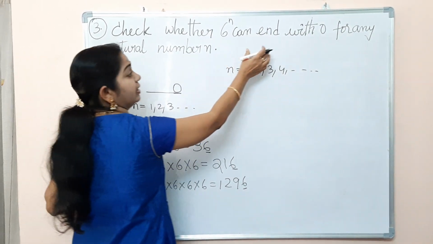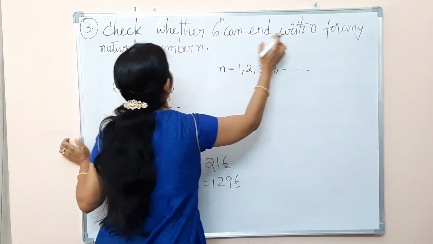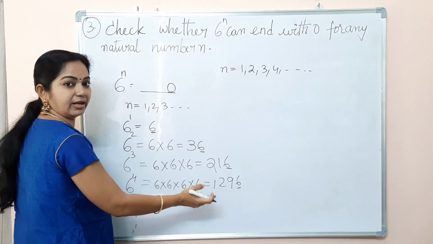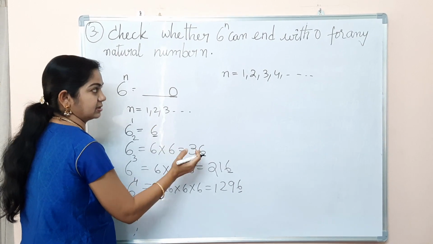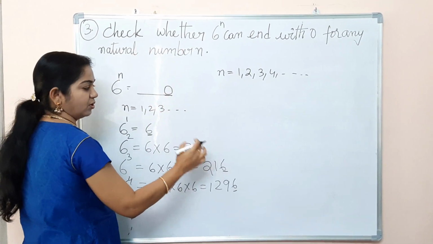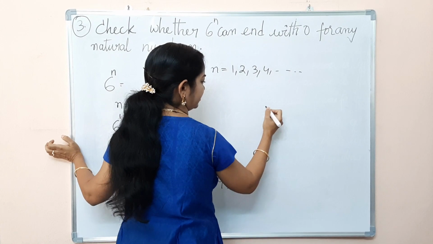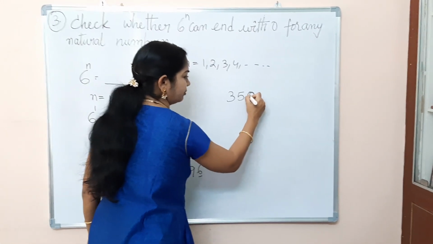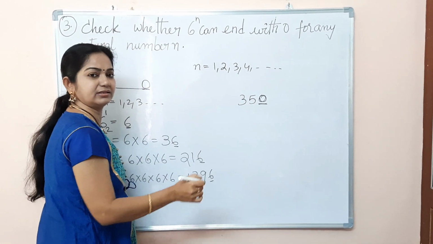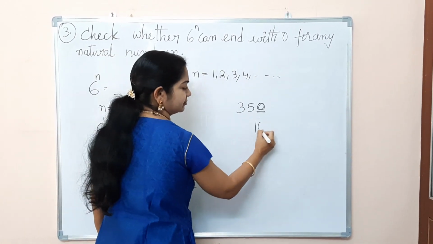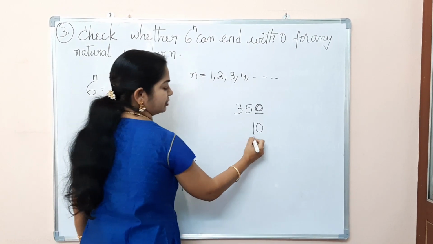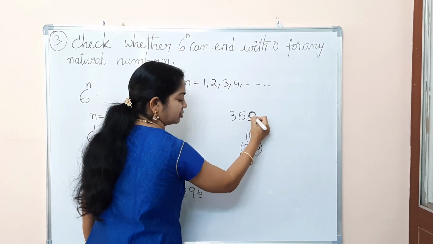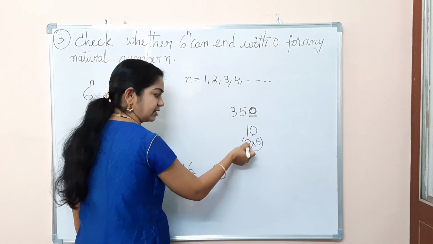But here it is asked, will it end with 0 for any natural number? Here it is not ending with 0, it is ending with only 6. So this statement is wrong. Also we can say that any number, say 350, if it is ending with 0, it should be divisible by 10, isn't it? 10 means 2 into 5, the factors. If it is ending with 0, it should be divisible by 10. That means the factors are 2 and 5.